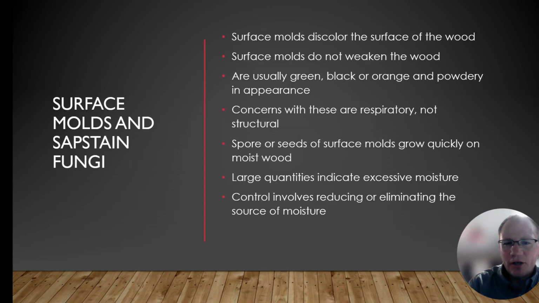I wanted to talk to you a little more about surface molds and sap-stained fungi. Surface molds discolor the surface of the wood. Surface molds do not weaken the wood, which is very important to know. Surface molds are usually green, black, and orange or powdery in appearance. Concerns with these are respiratory and not structural, and that's a big deal because a lot of people are concerned about microbial growth and how does it affect the structural members of the home. These spores or seeds of surface molds grow quickly on moist wood. Large quantities indicate excessive moisture. Control involves reducing or eliminating the source of moisture.